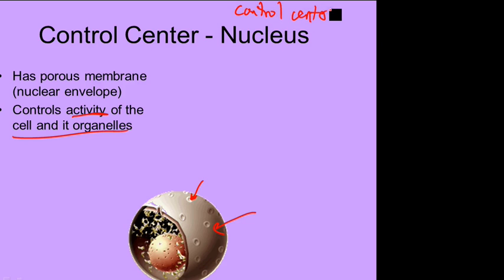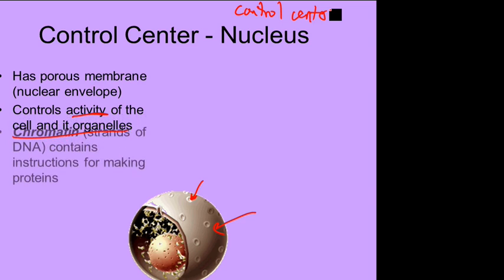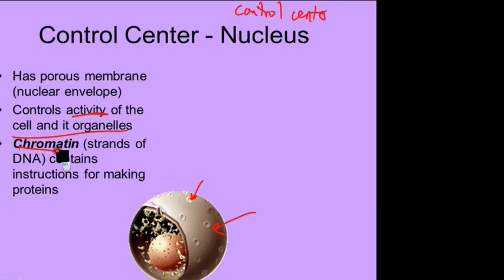Which part of our school do you think that relates to? The main office, right? Because it's kind of the thing that controls everything. It's where all the information comes into and is sent out to everybody else. So it controls the activity. It contains chromatin, or strands of DNA, which contain the instructions for making protein. So that's one of the things it contains.